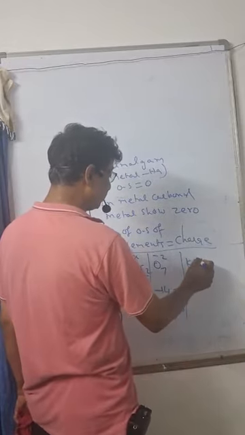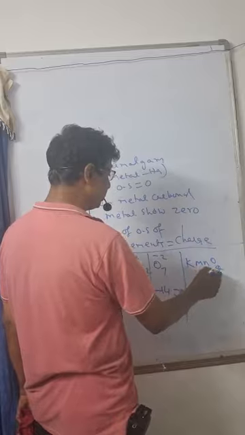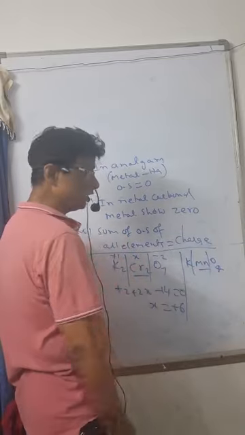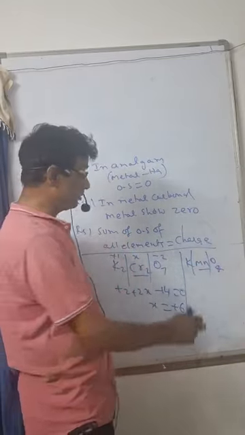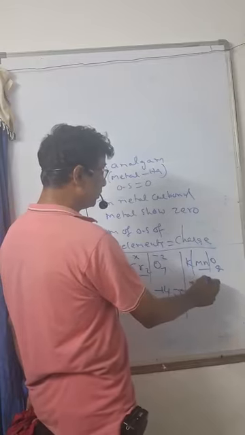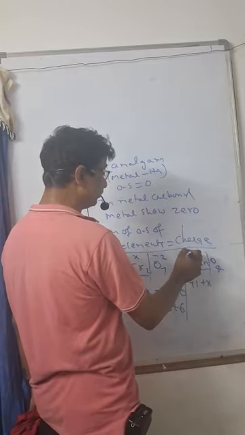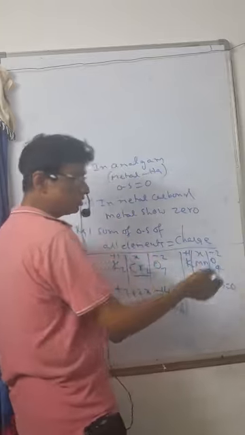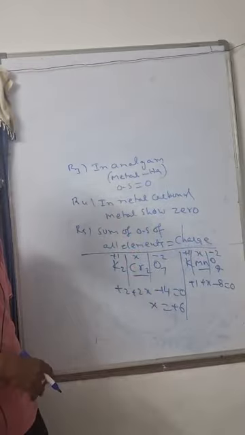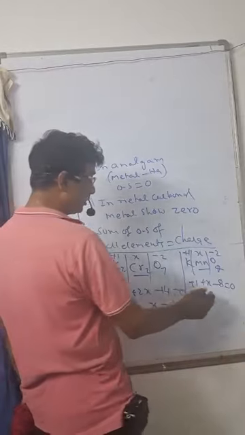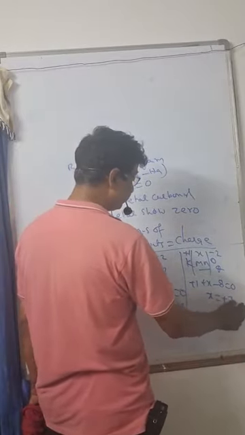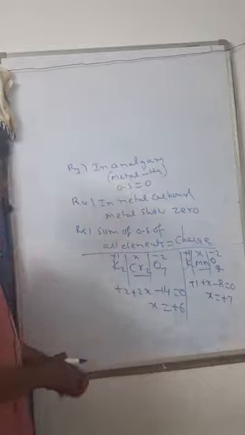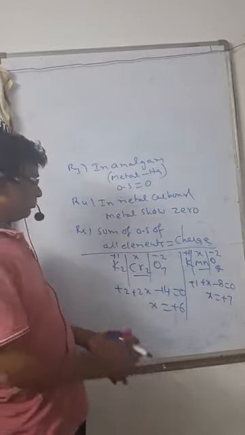Okay, KMnO4. What is the name? Potassium permanganate. Here how many elements? 3 elements. Potassium, manganese, oxygen. +1 + X, 4 into -2, -8 is 0. Oxygen -2, 4 oxygens. 4 multiplied by -2. X is equal to +7. Okay. You need to take examples to practice.